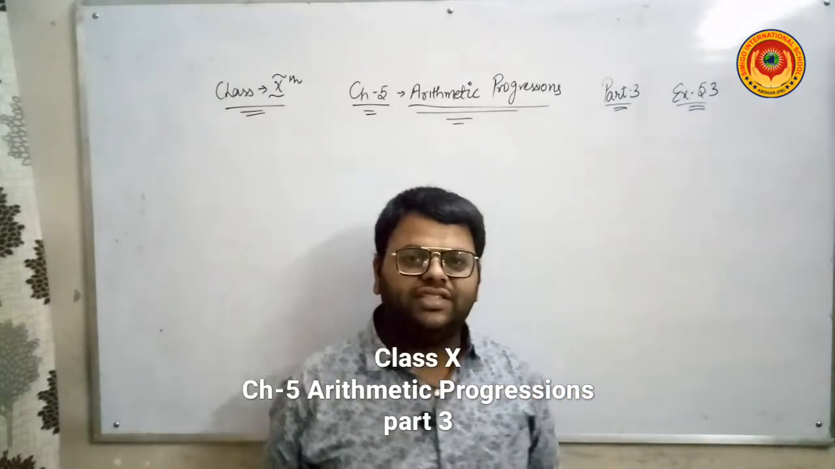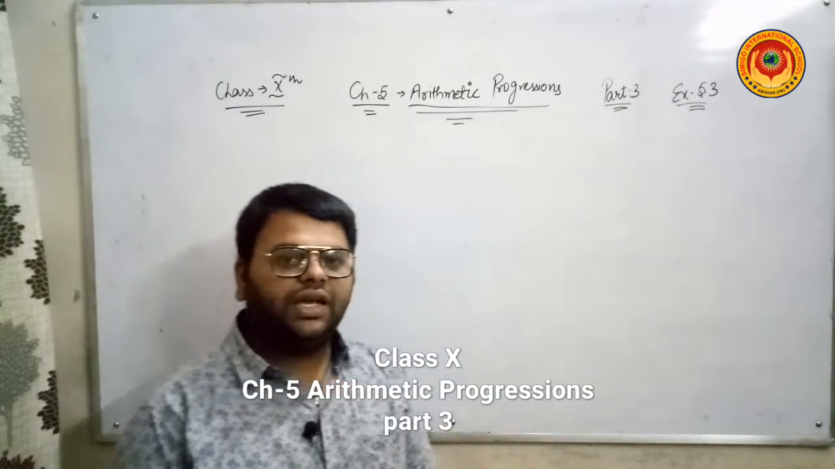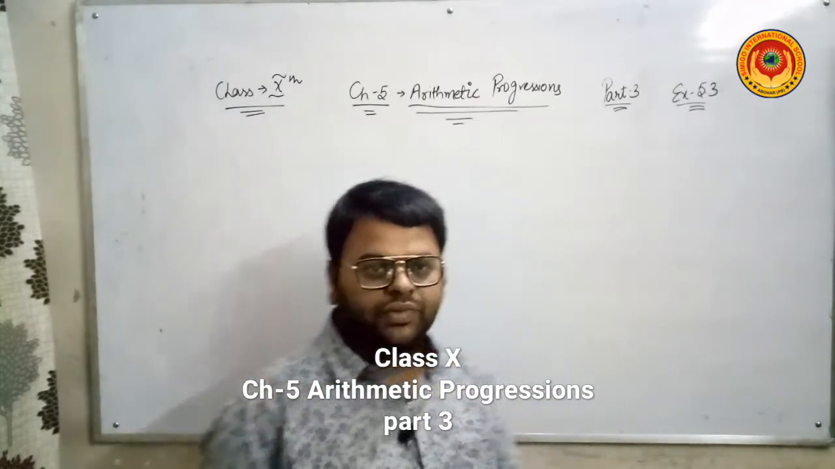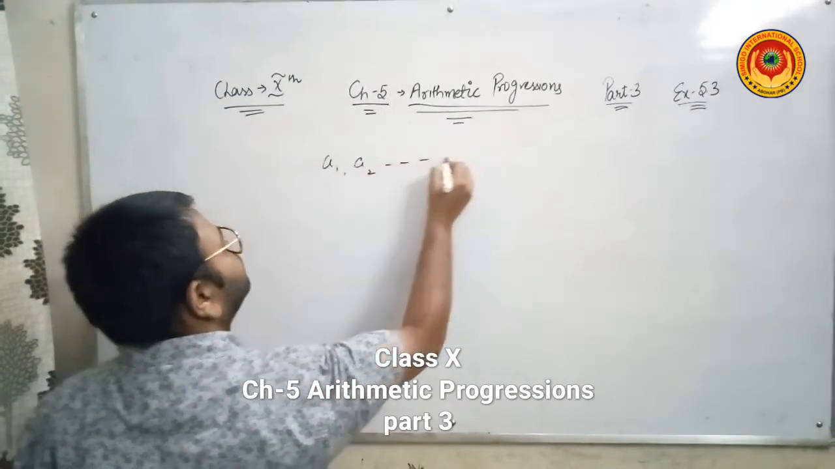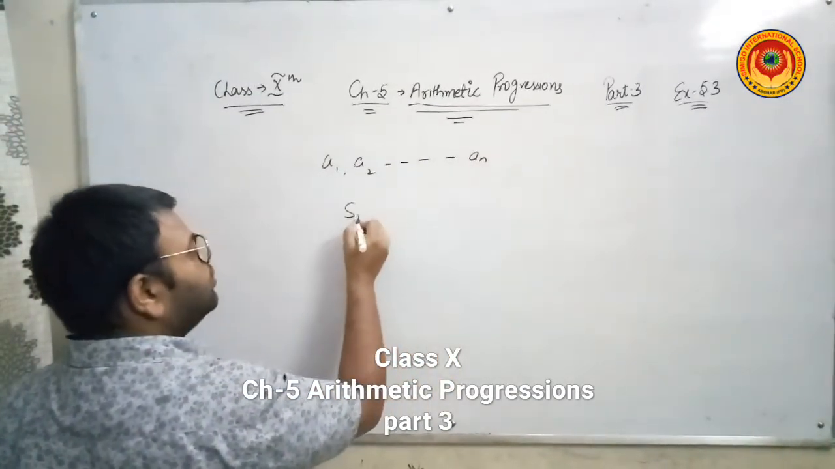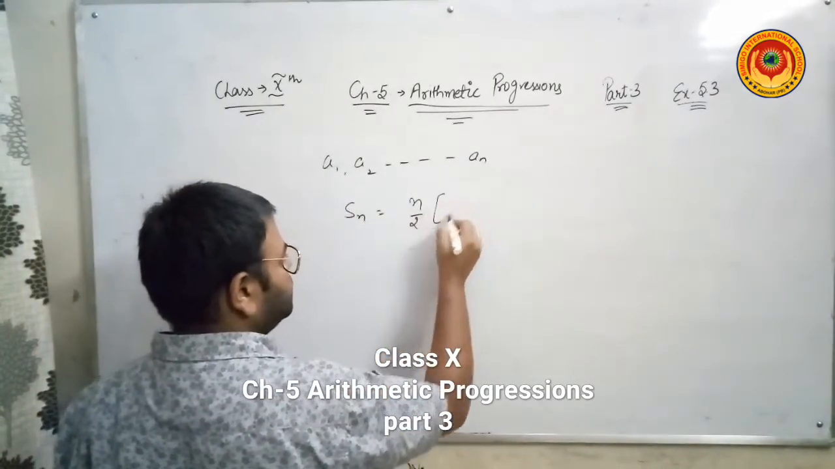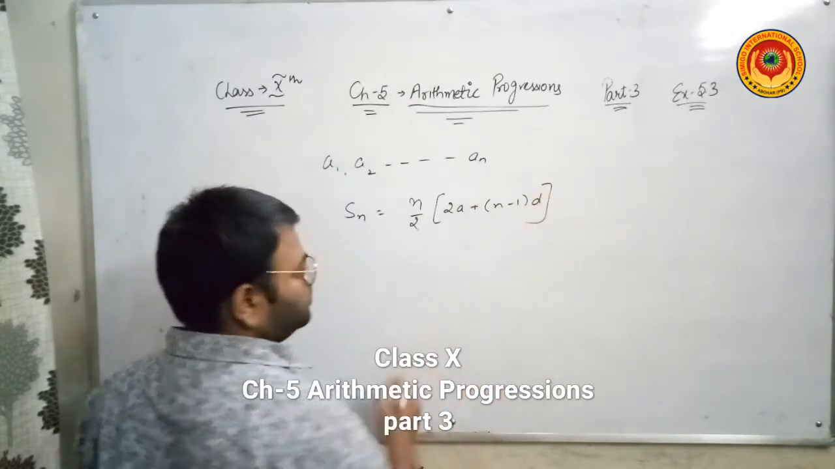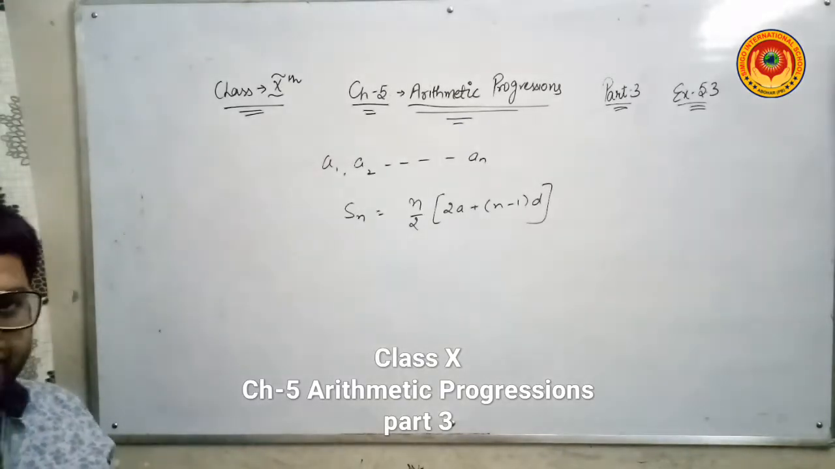Hello student, this is part 3 of chapter 5, arithmetic progression. In this video we are going to discuss the questions related to the sum of terms. Suppose you have the terms a1, a2, up to an, then what's the formula for the sum of n terms? The formula is n by 2, 2a plus (n minus 1) into d. You have to use this formula when you have a and d.